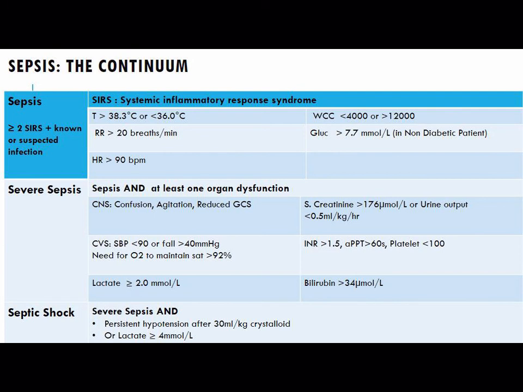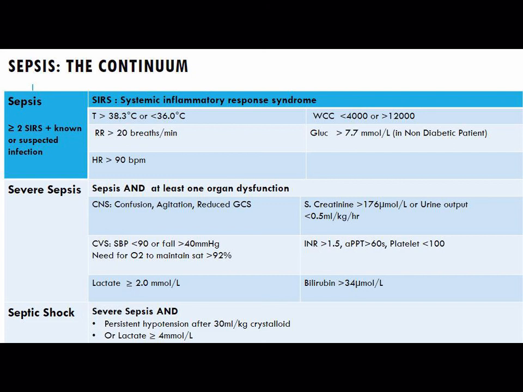Sepsis is not one entity, rather a continuum. At one end there is uncomplicated sepsis, cascading to severe sepsis and septic shock. Uncomplicated sepsis requires 2 or more systemic inflammatory response criteria, plus a known or suspected infection.